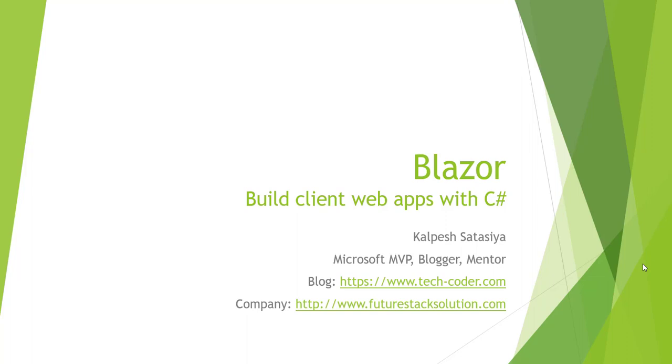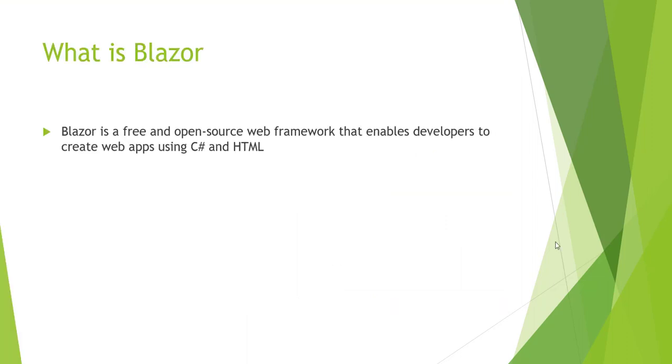So first of all, we talk about what is Blazor? Blazor is a free and open source web framework that enables developers to create a web app using C Sharp and HTML. So it sounds interesting, a user can achieve a client-side application built with C Sharp and HTML only. And what are the features?